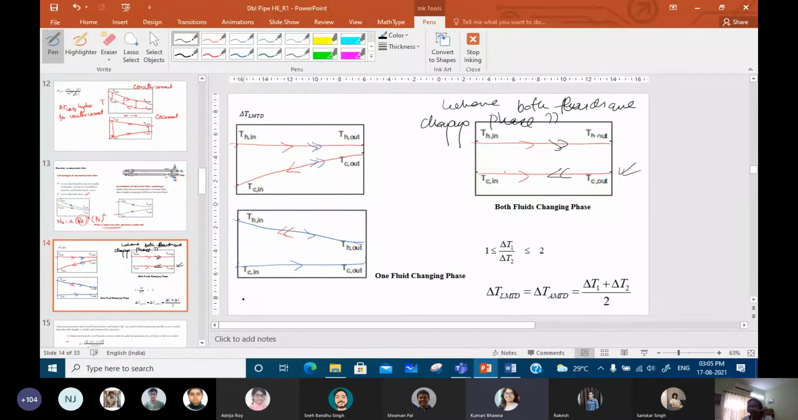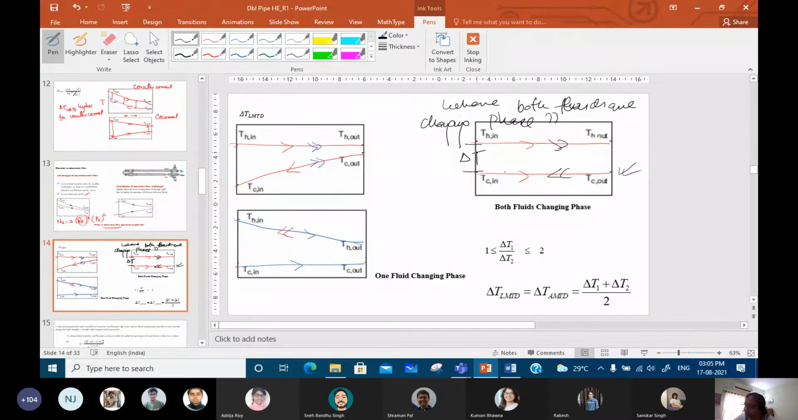If I use steam to vaporize a low boiling oil, for example, then in that case I have to do it in a heat exchanger. What do I do? In that case, delta T LMTD and delta T1 will be equal. Perfect. So therefore you are going to take up delta T and you're going to do the design.